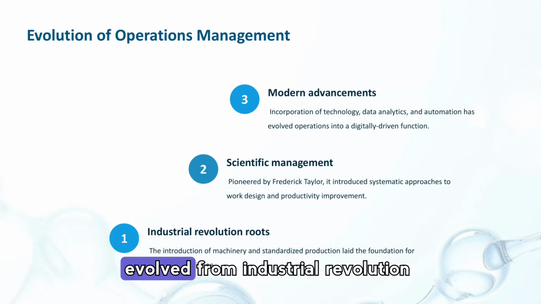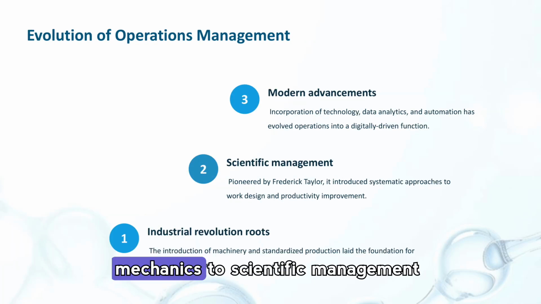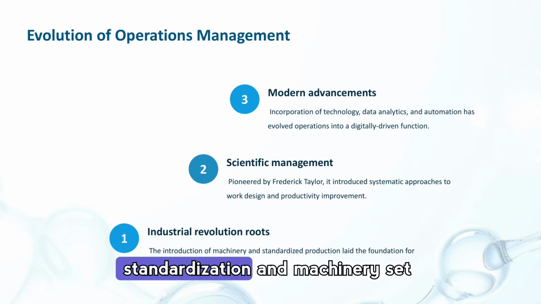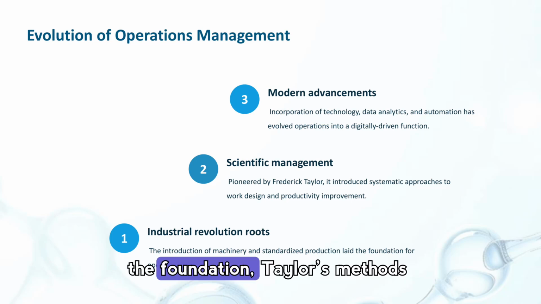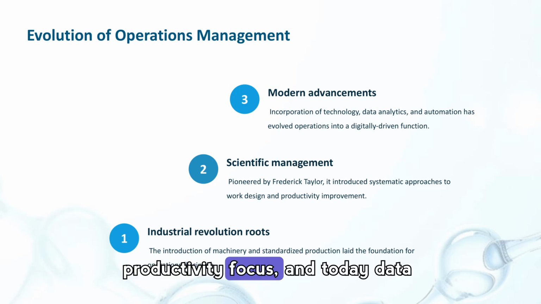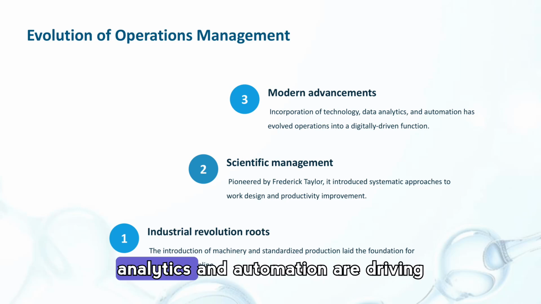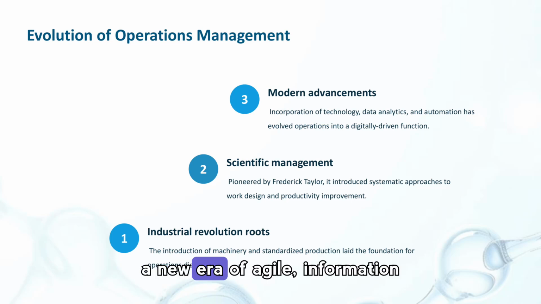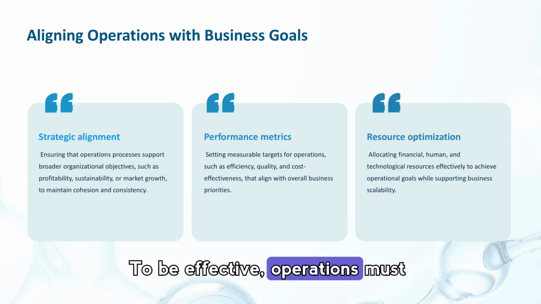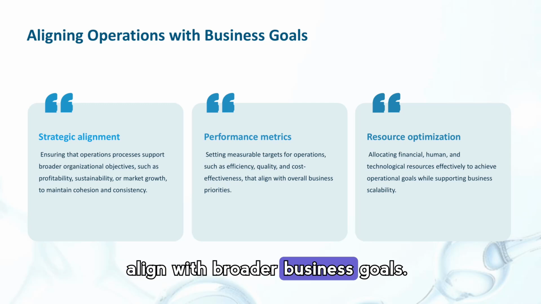Operations management has evolved from industrial revolution mechanics to scientific management techniques and now to digitally enabled systems. Early standardization and machinery set the foundation. Taylor's methods introduced measurement and productivity focus, and today, data analytics and automation are driving a new era of agile, information-driven operations across industries.